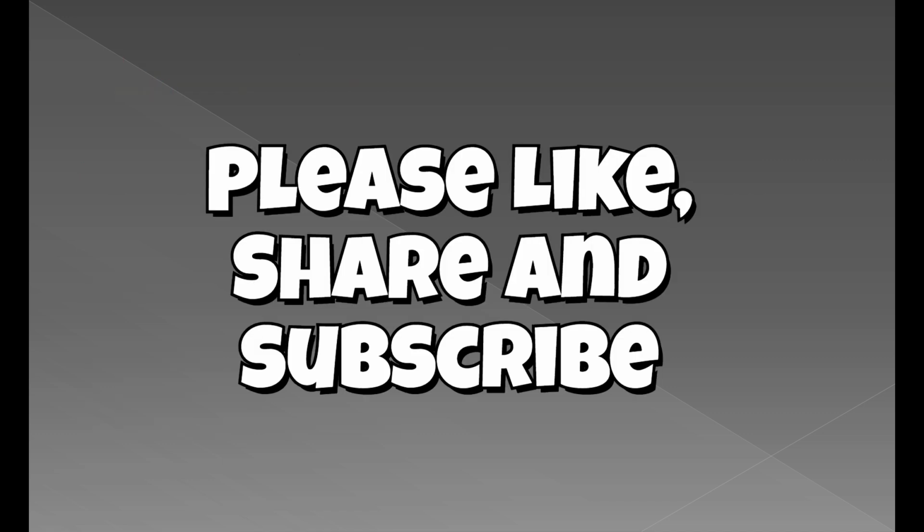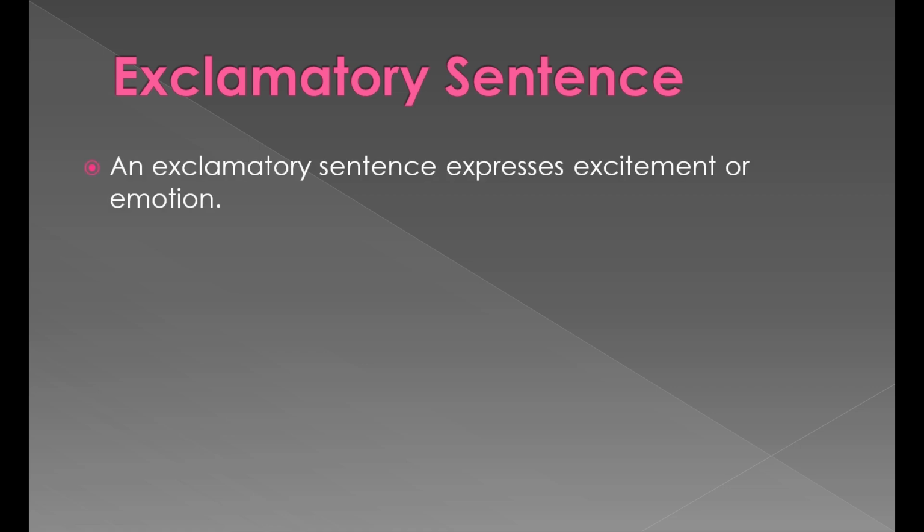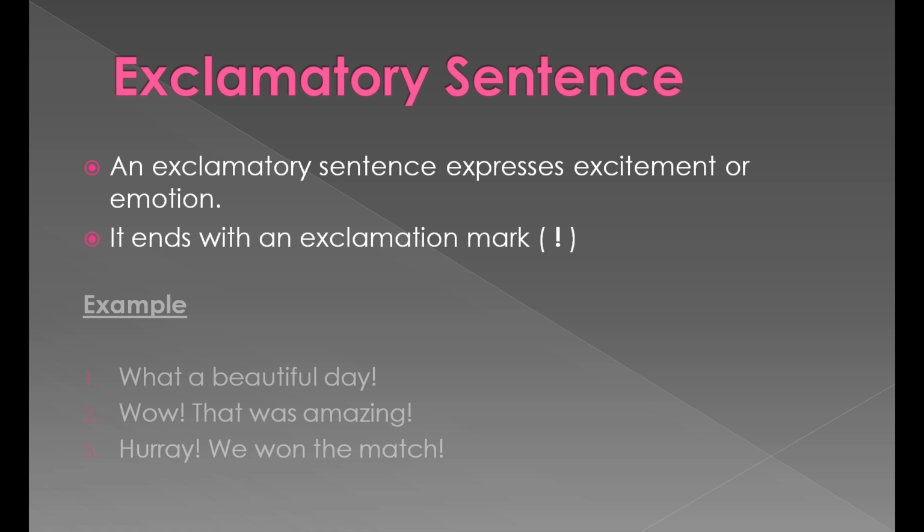Now the last one is exclamatory sentence. An exclamatory sentence is self-explanatory, and here we see any sentence that expresses excitement or emotion is called exclamatory sentence, and it always ends with an exclamation mark. Now we will see some examples like what a beautiful day. Here it is excitement, and another example is wow, that was amazing. Hooray, we won the match. All these sentences are examples of exclamatory sentences.